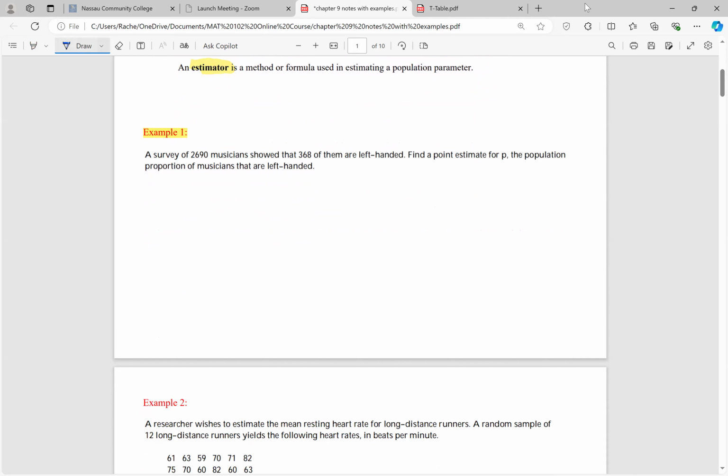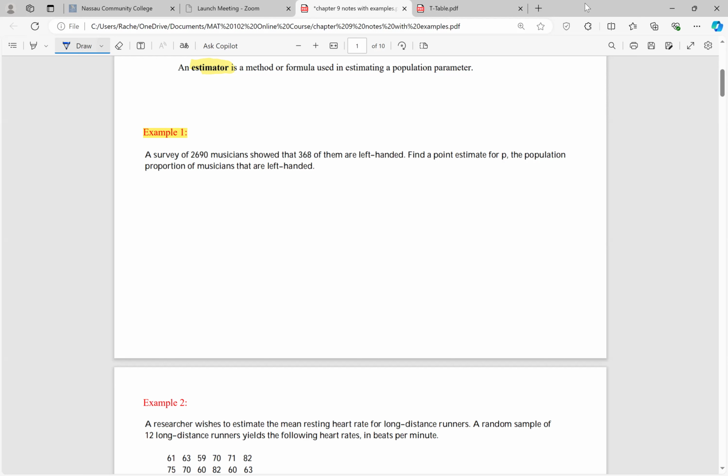Example 1 says, a survey of 2,690 musicians showed that 368 of them are left-handed. Find a point estimate for P, the population proportion of musicians that are left-handed. So if P stands for the population proportion of musicians that are left-handed, we would need to know how many people are in the entire population and how many are left-handed, right? In order to calculate P.